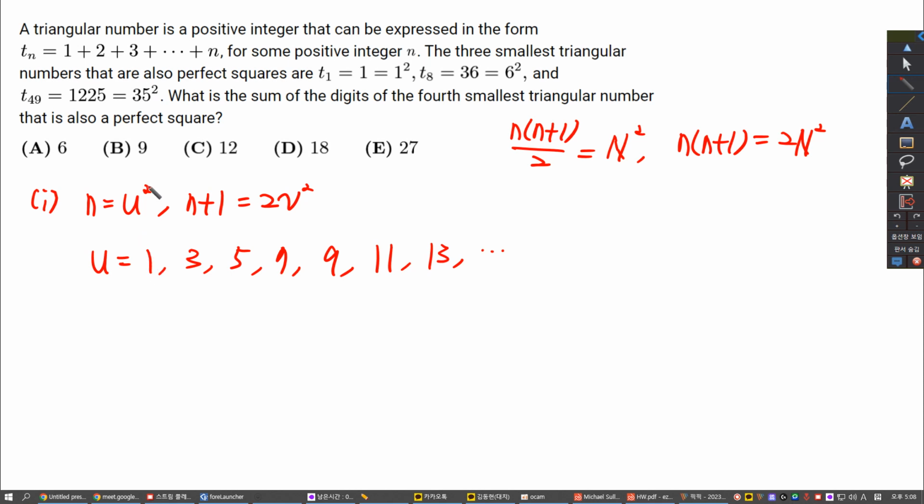So when u is 1, n is 1, and when n is 1, v is also 1. So that's the first triangular number. It's already given in the problem. So that's why the first triangular number is 1. So that's the first case.